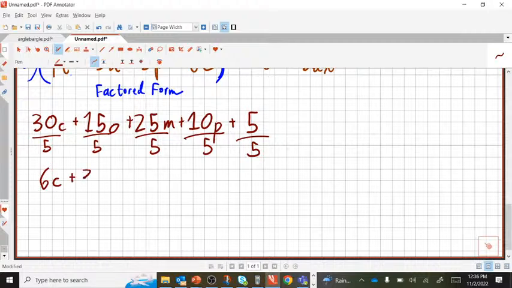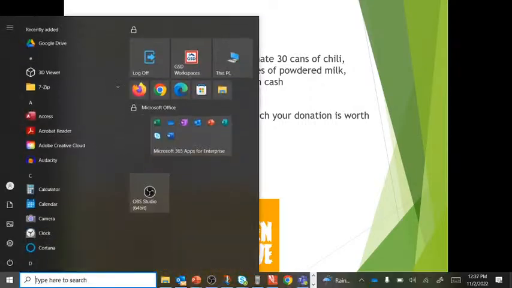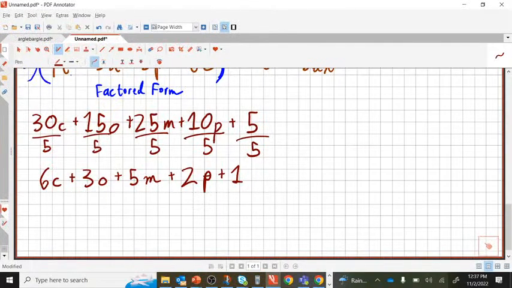I know I can put 3 instant oatmeals. I know I can put 5, what was that? Powdered milk, and pancake mix, right? Did I make a mistake? Hang on, let me see. 25. Oh, it's powdered milk and pancake mix. I see. No, we're good then. Now, here's the thing.